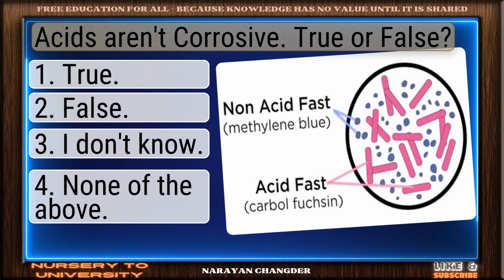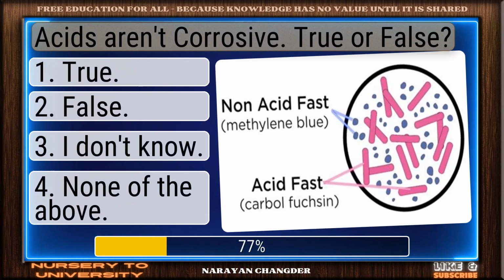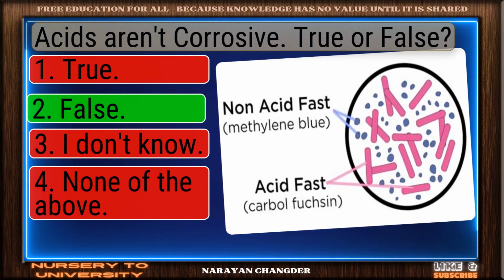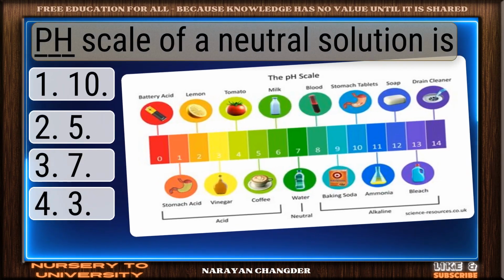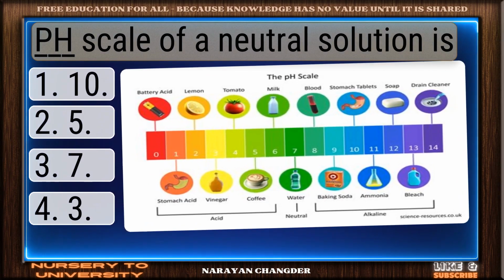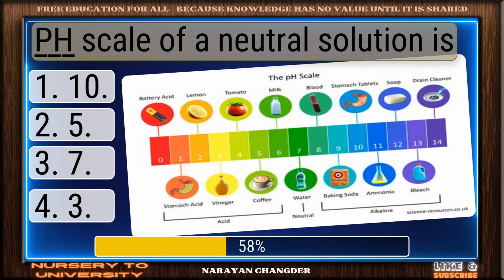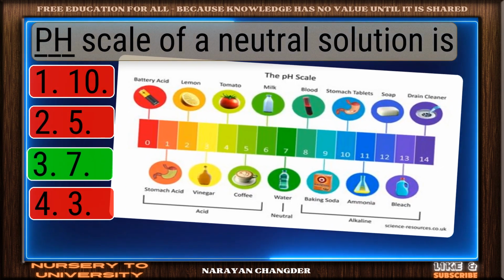Question number 21. Acids aren't corrosive. True or false? Nice selection. False is the correct and valid answer. Question number 22. pH scale of a neutral solution is dash. Exactly. 7 makes sense and it is the right choice.